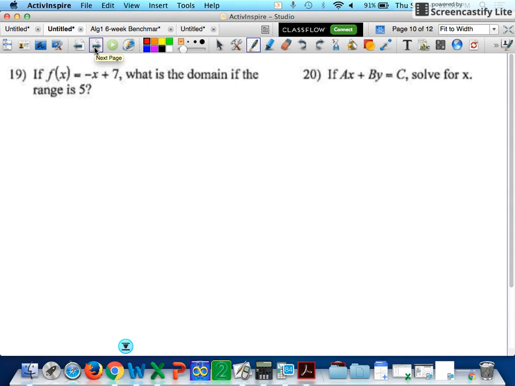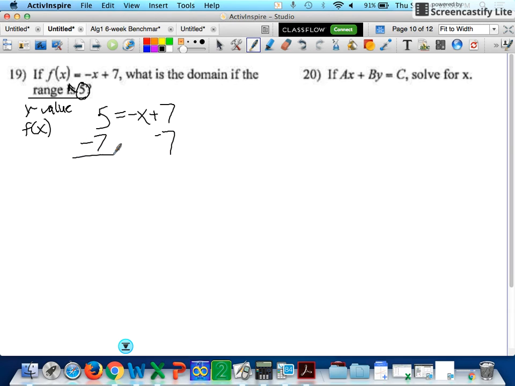19 is very similar, except for this time they gave me the range. Range is 5. Well, range means y value, or it means f of x in this case. So I take this range, this f of x, and that's what plugs in for my left side. So what I have is 5 equals -x plus 7. Now I'm just solving the equation. Subtract 7, subtract 7. I get -2 equals -x, and I divide by -1.